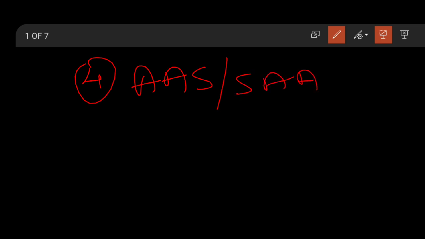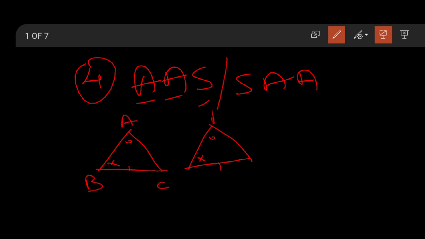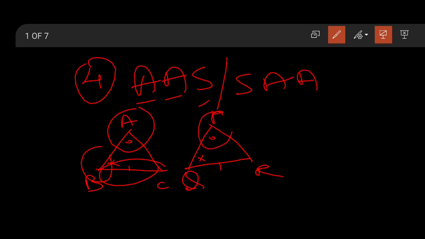Again, the fourth test was the AAS test. It is also known as SAA test, means angle angle side. So this angle is congruent to this angle, and this angle is congruent to this angle, and this side is equal to this side. Again, ABC triangle, PQR triangle. Based on angle angle side, these two triangles are congruent.